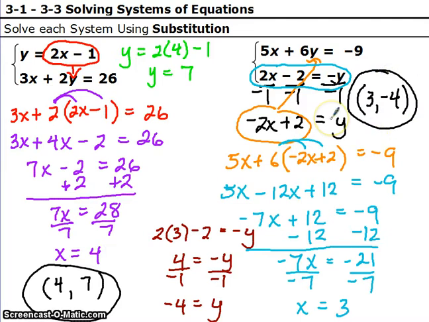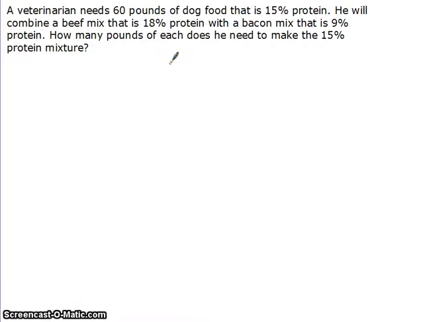All right, big thing you're going to see in systems are word problems. So let's go over a word problem. I love using substitution on word problems. A veterinarian needs 60 pounds of dog food that is 15% protein. He will combine a beef mix that is 18% protein with a bacon mix that is 9% protein. How many pounds of each does he need to make the 15% protein mixture?